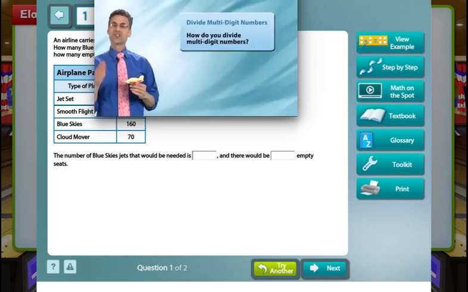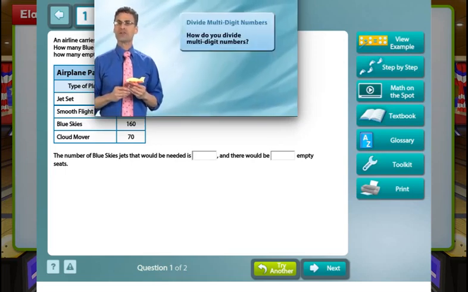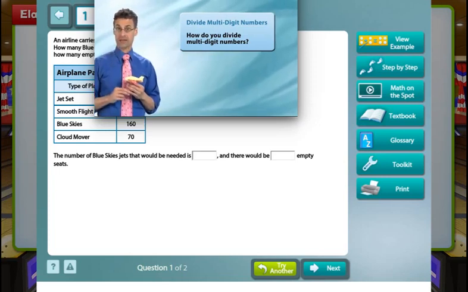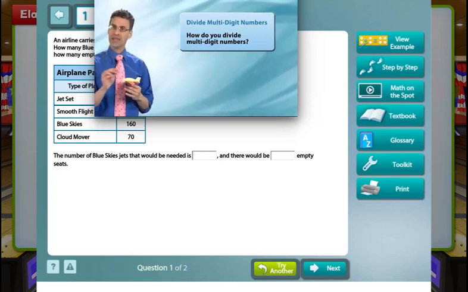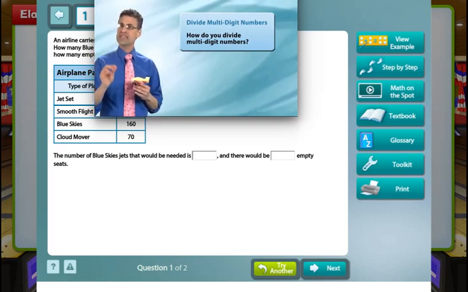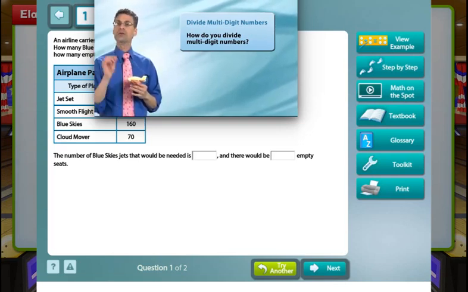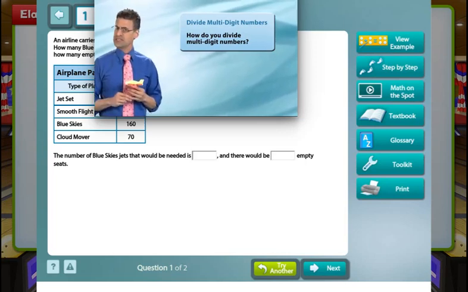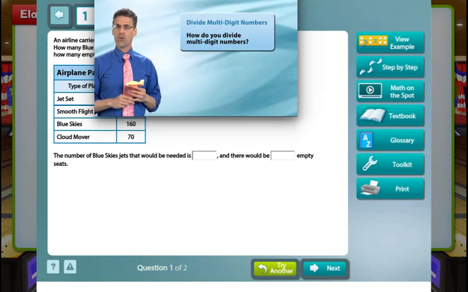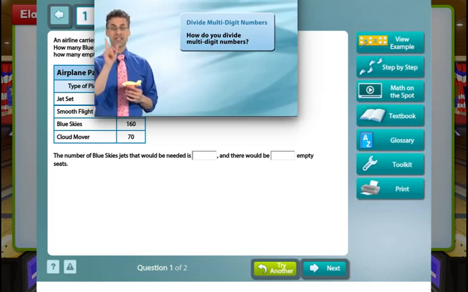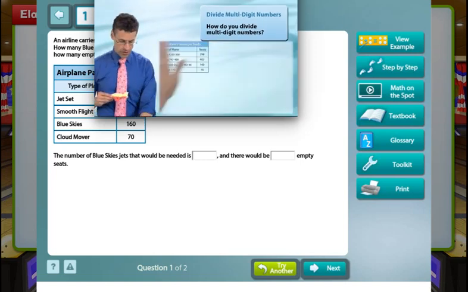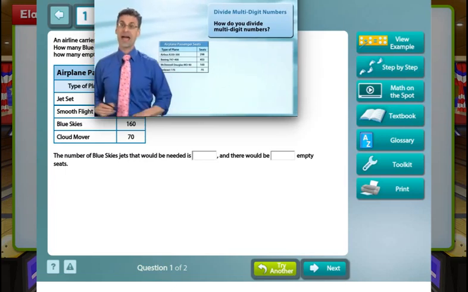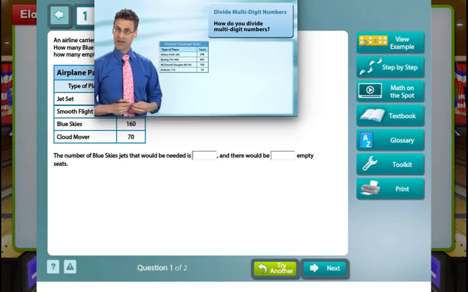Here we go. So this airline carries about 750 passengers from Houston to Chicago each day. The question is, how many McDonnell Douglas MD-90 jets would be needed to carry that many passengers? And then how many empty seats would there be? This seems like a really tricky question until we see this great chart, which shows us lots of different types of planes and how many seats we have on each plane.